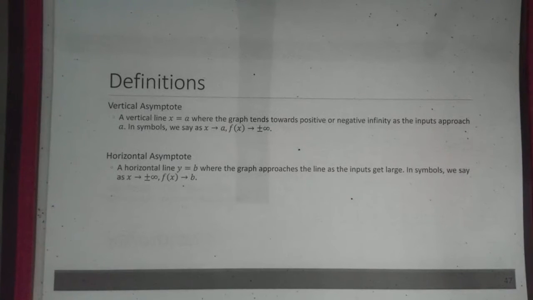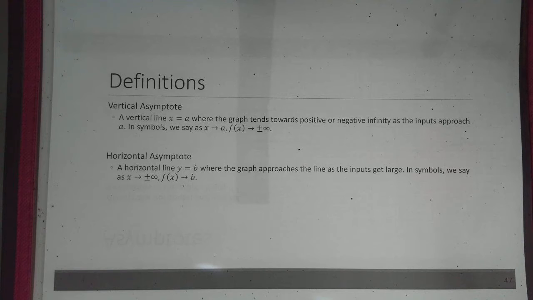A vertical asymptote is a vertical line, and remember that vertical lines have equations in the form x equals a constant. So we'll see that this vertical line has an equation x equals a. It is where the graph tends toward positive or negative infinity as the inputs approach a. In symbols, we would say as x approaches a, f of x approaches positive or negative infinity.